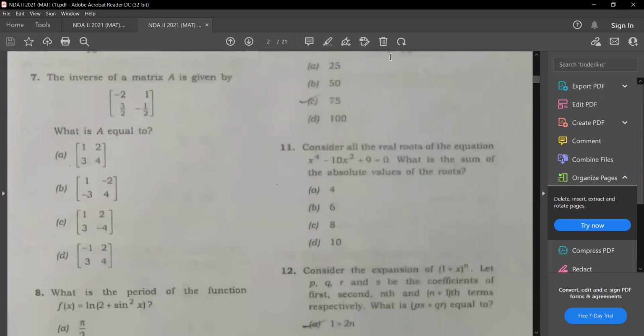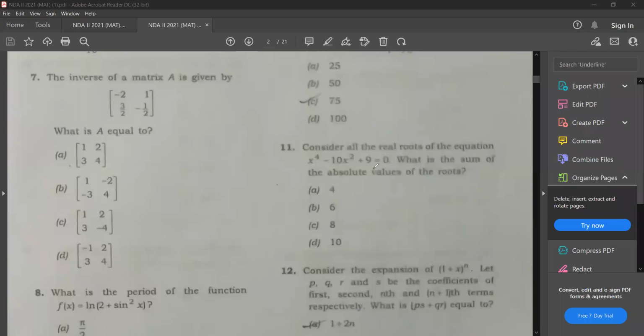Consider all the real roots of the equation x raised to 4 minus 10 x square plus 9 equal to 0. What is the sum of absolute values of the roots? Listen, you have to find the roots of this equation and you have to find the sum of the absolute values.